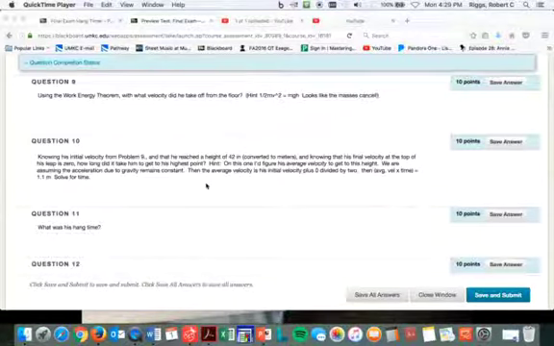Now use his average velocity and the acceleration, then take the average velocity times the time, and that should equal the time it took him to get to his maximum height. So on question 10, what are we doing here?